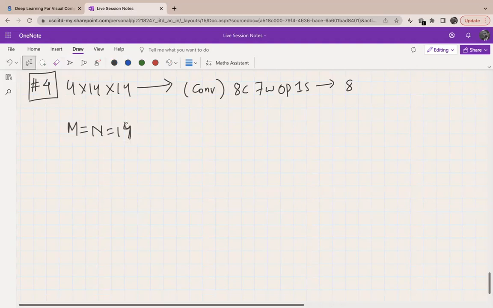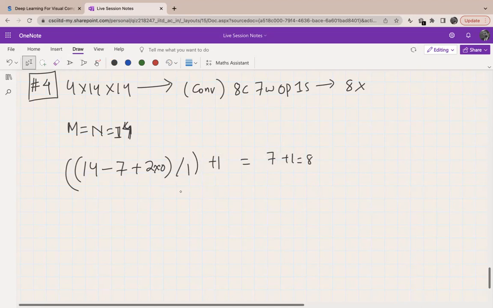And we shouldn't calculate the number of channels, because the number of channels expected in the next layer will be the same, 8. So M cross N is 14. Let's calculate the width and height very quickly. Width and height will be (14 minus 7 plus 2 into 0) by 1 plus 1. It's 7 plus 1 equals 8, and the same will be for the width. The output will be 8 cross 8 cross 8.